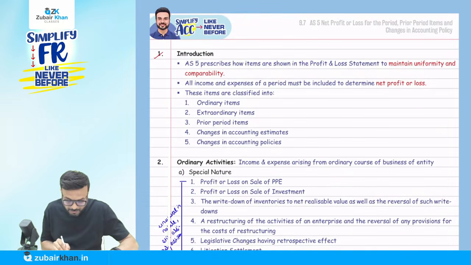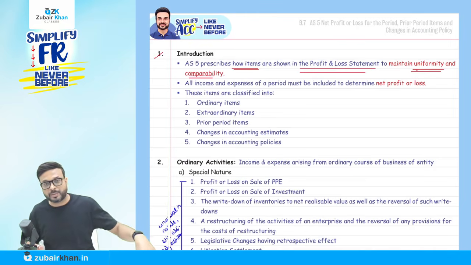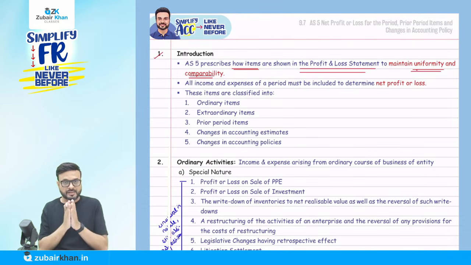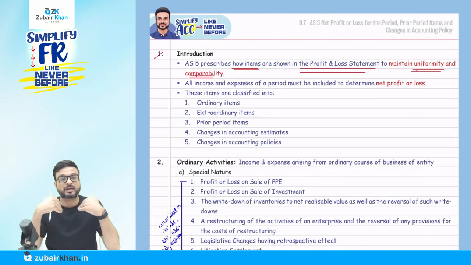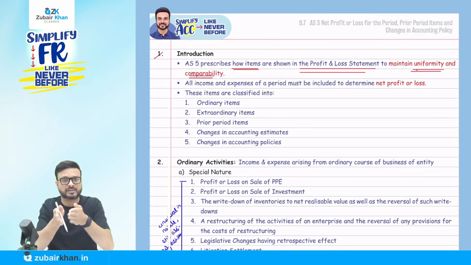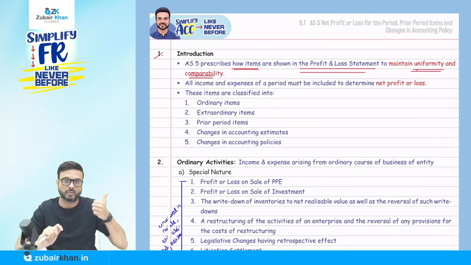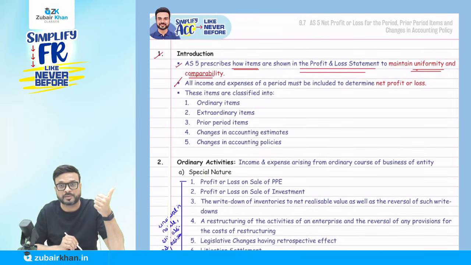It says AS 5 prescribes how items are to be shown in the profit and loss statement to maintain uniformity and comparability. So how to present in the P&L account, that we will discuss here. This is what AS 5 talks about. For us, comparability will be simple, and uniformity means the same type of presentation every year. Second, it says all income and expenses of a period must be included, obviously, in the P&L account to determine the profit or loss.